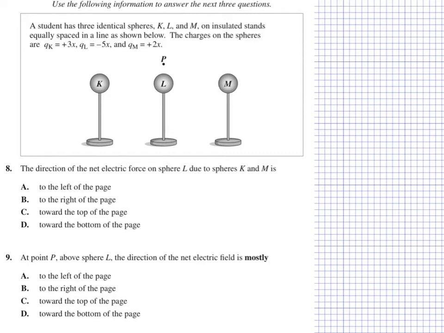We have three charged spheres. We're told that a student has three identical spheres labeled K, L, and M. They're on insulated stands and equally spaced, as shown below. Charges on the spheres are +3, -5, and +2. And we're told that the charges are just algebra, basically. So we're told 3x, -5x, and 2x.